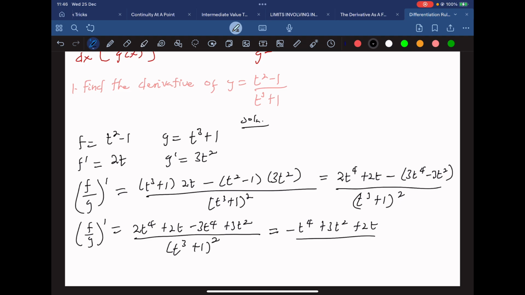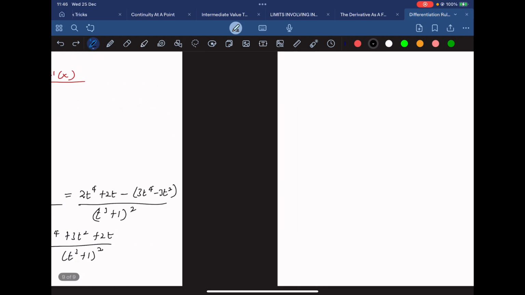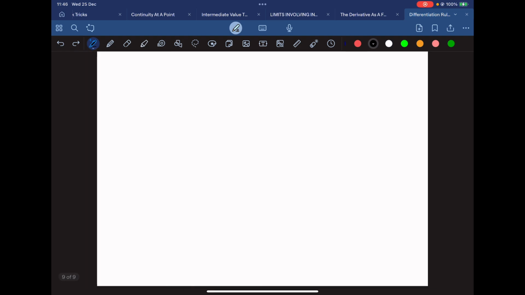out of (t^3 + 1) squared. So this will be your answer if you differentiate this. The common takeaway is whenever you have a division, you have to use the quotient rule. Okay.